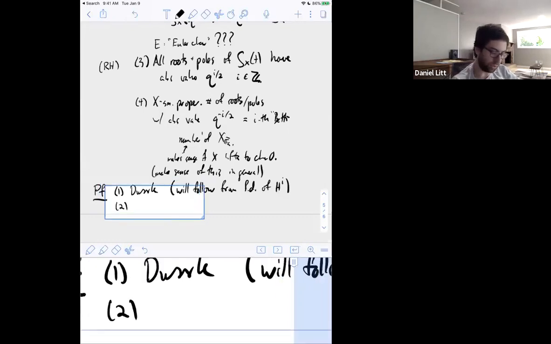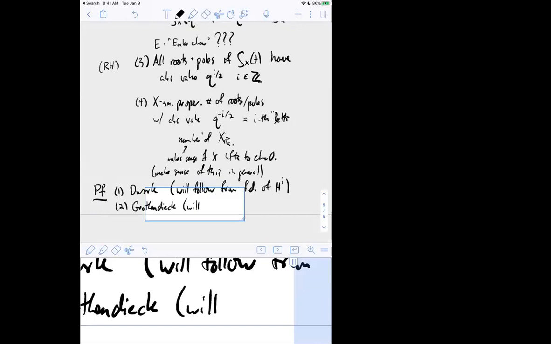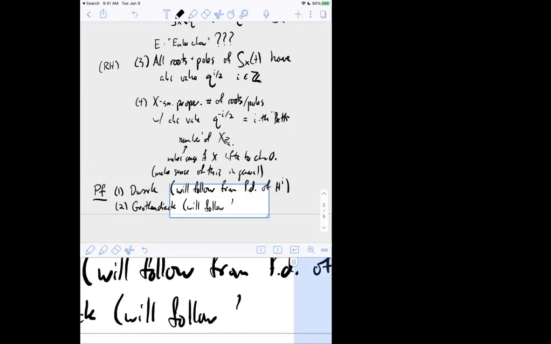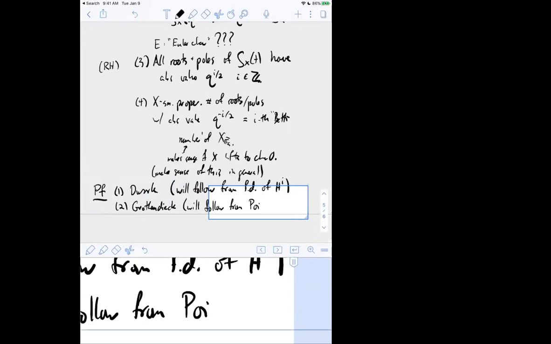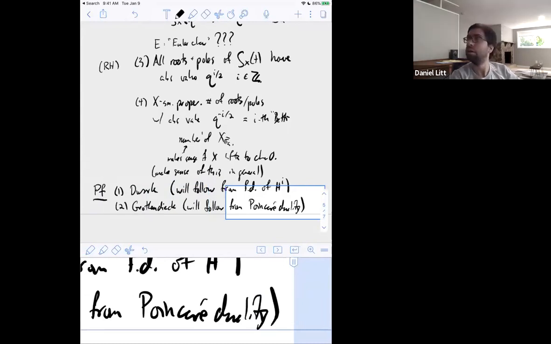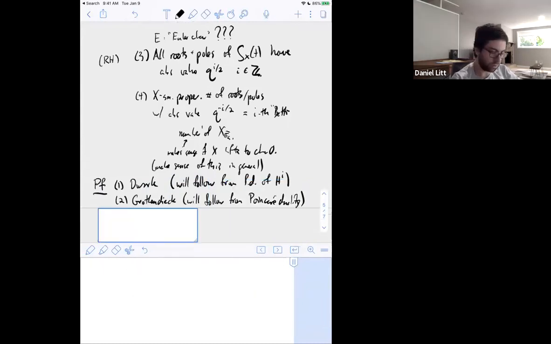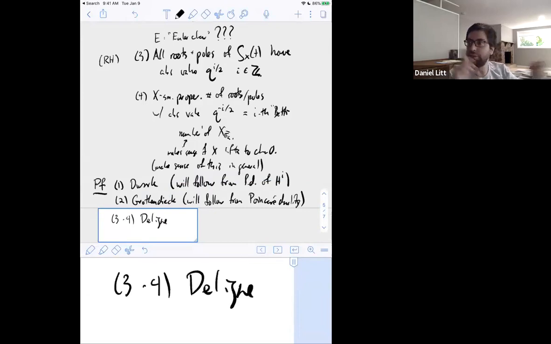Okay, so 2 was proven by Grothendieck, and this is going to follow from Poincaré duality, or some version of Poincaré duality, at least. And then 3 and 4 are due to Deligne. I think the first proof I want to give of the Weil conjectures will be quite close to Deligne's original proof, which I think is not always how these things are done, but I like the proof, and I think we'll learn a lot from it.